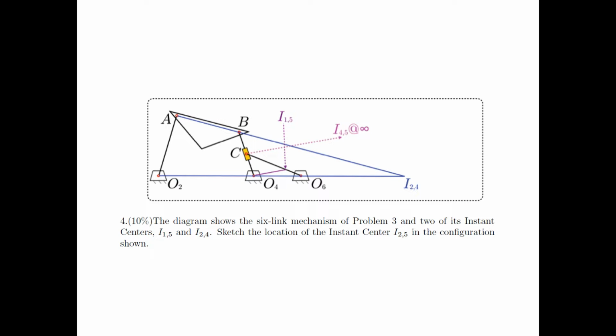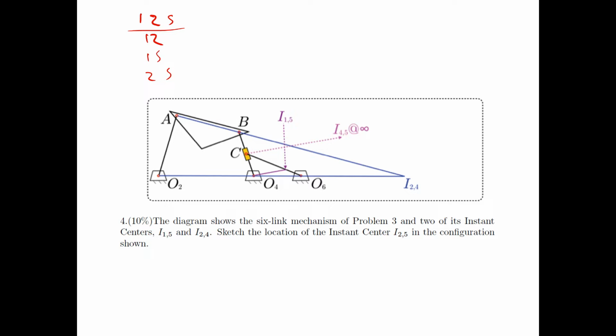In this problem here, I want to know where IC 2, 5 is. We're given some information here. So same process. We're going to look at 2, 5, and some other body. So we're given a bunch of stuff here. So we're given 1, 5, right? So with 1, 5, let's look at 1, 2, 5. Let's look at that combination. All right, so that's going to be 1, 2, 1, 5, and 2, 5.